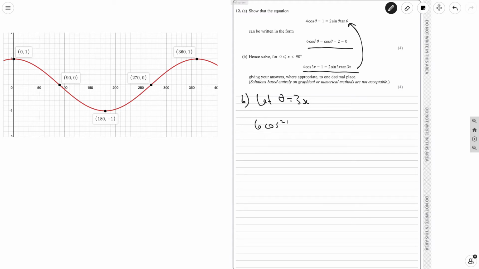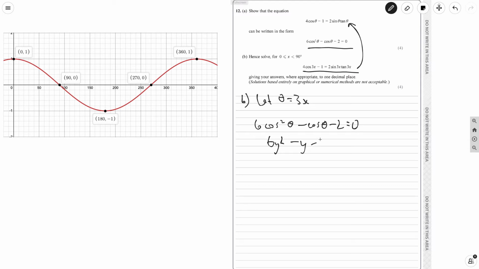Now you could write 3x here straight away. I'm actually not going to do that. I'm going to just leave that as theta, and we'll change theta to 3x at the end rather than at the beginning. It doesn't really matter when you do it, but we do need to be careful with the 3x later on. Some people like to change the cos theta into, say, a y.